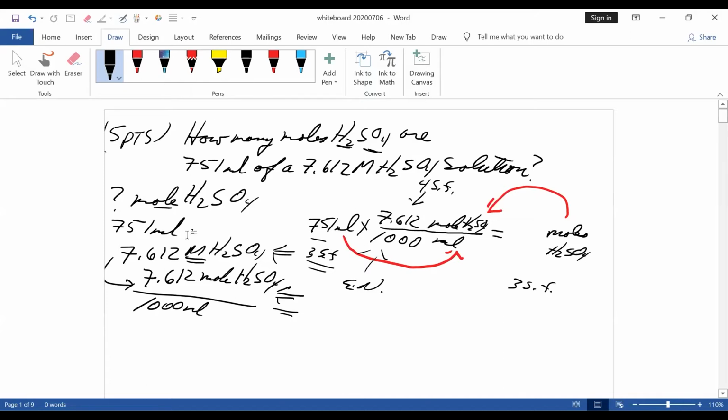Now I go to my calculator. Before I do that, notice milliliters cancel out. Anything divided by itself equals number 1. And now I can go to my calculator.